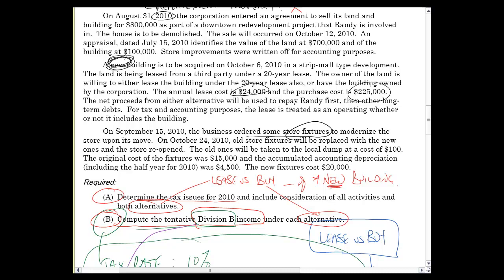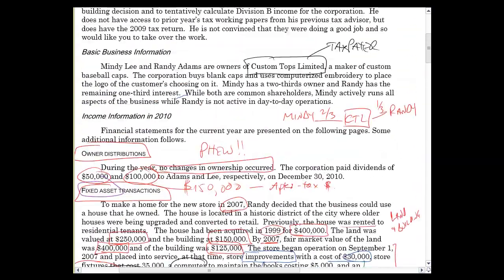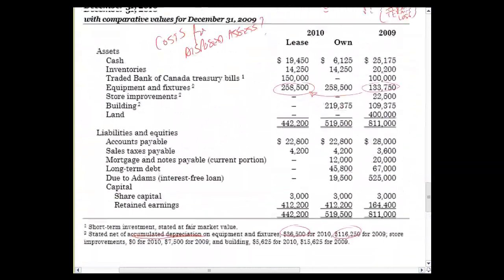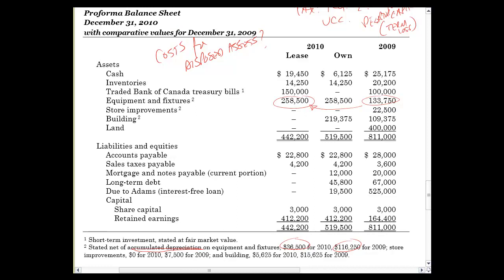Okay, so we think we've read every word in the question so far. We can go down to the balance sheet and see, is there anything there that we did not account for that's a depreciable property? And I don't think so.